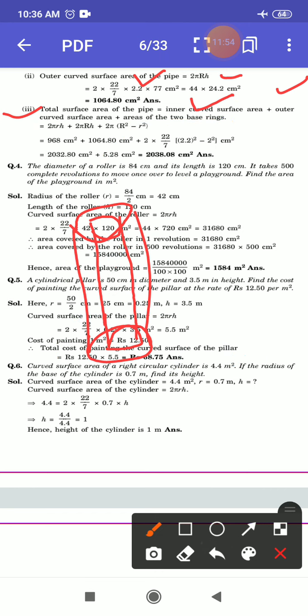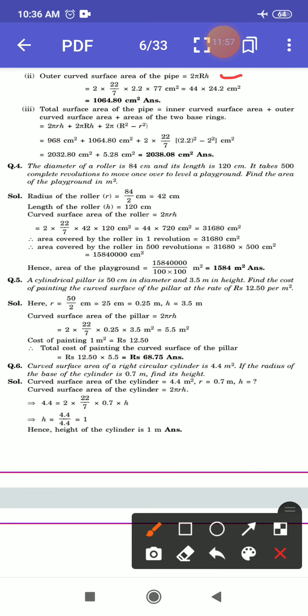Now we have to explain how to calculate these things. So you have to see the inner curved surface area is 968, the outer curved surface area is 1064.80, and then after you have to find the area of the two base rings. The formula of a ring is 2 pi (R square minus r square), that means outer radius square minus inner radius square. Put the values: 2 into pi, pi means 22 upon 7, R means 2.2 whole square, and r means 2 square.